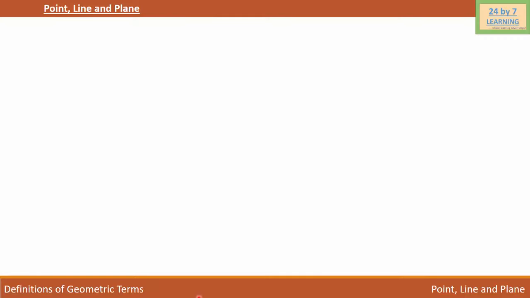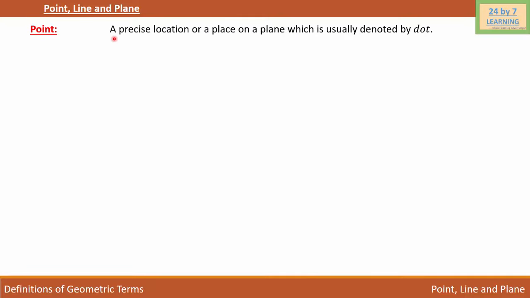In this video, we are going to talk about point, line and plane. So let's begin. Point. A point is defined as a precise location or a place on a plane, which is usually denoted by a dot. A point is just a location and has no dimension.